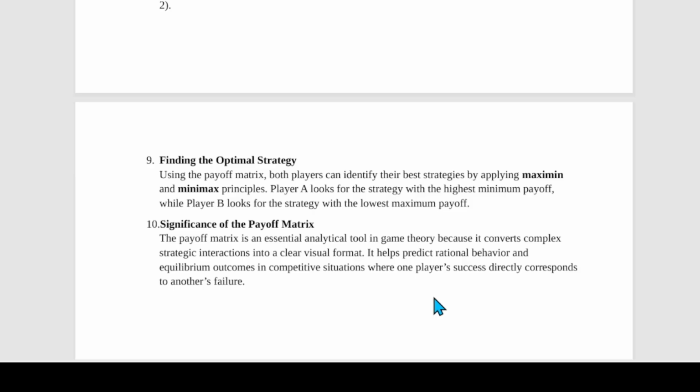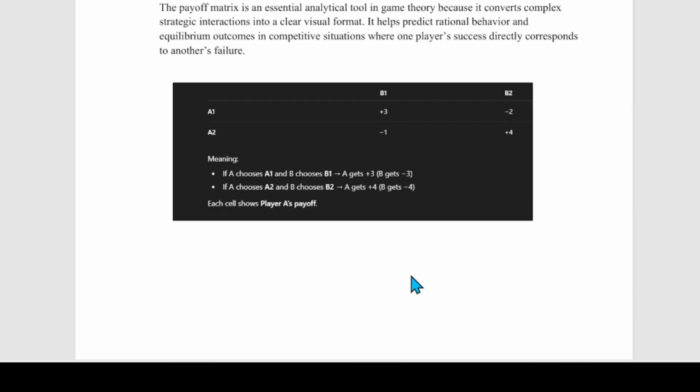Next, we'll come to an example. Alright, so this is the proper example for the payoff matrix. So over here you can see the values.